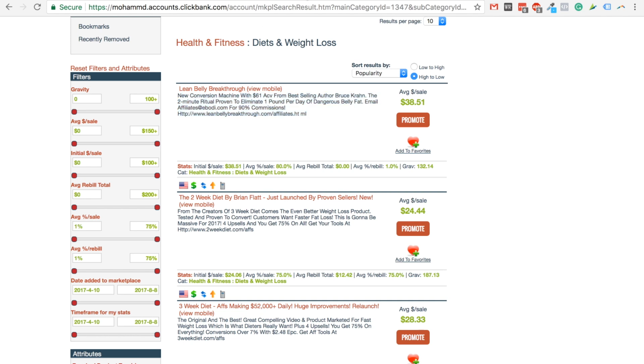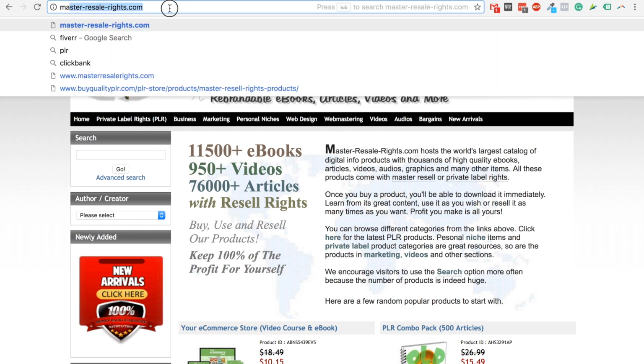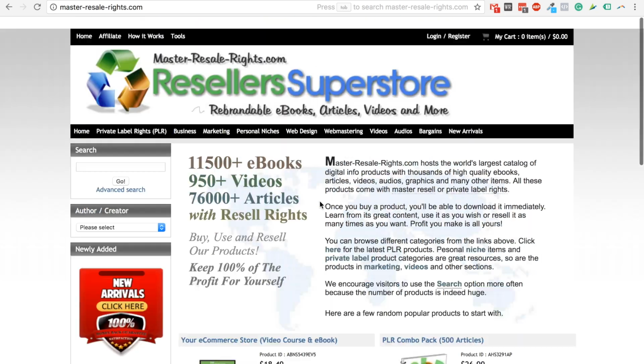So the way I add value to the product is after I choose the product, I go to the website called masterresellrights.com and I buy tools, I buy articles or books for it. Now this is a really cool thing.